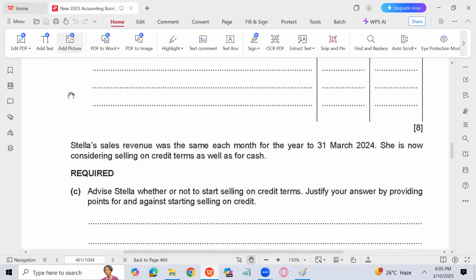Stella's sales revenue was the same each month for the year to 31st March 2024. She is now considering selling on credit terms as well as for cash. Advise Stella whether or not to start selling on credit terms.